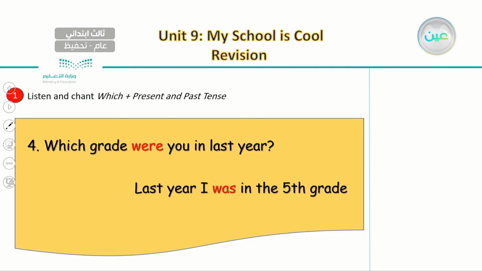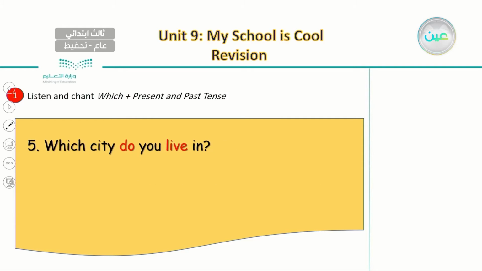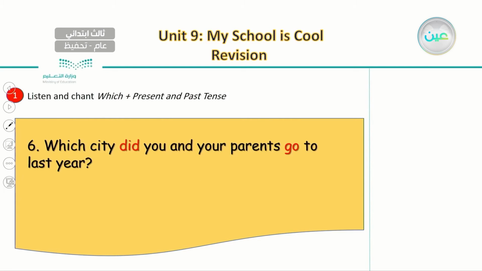Also the last pair of questions we said last time, which is, which city do you live in? To talk about your city. Also, we answer these questions in the present. We said, I live in Najran. And we use the same question but in the past when we say, which city did you and your parents go to last year? And the answer was, last year we went to Riyadh.